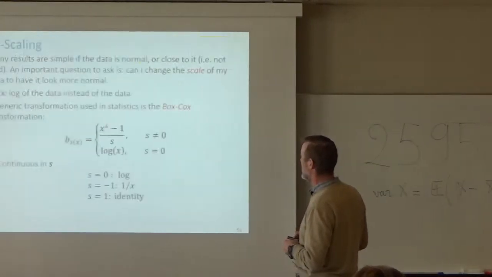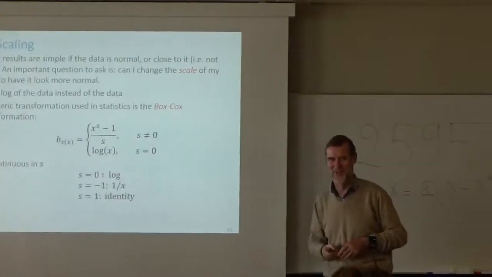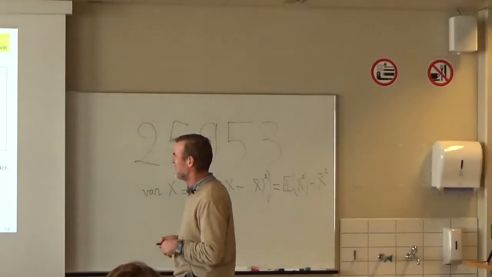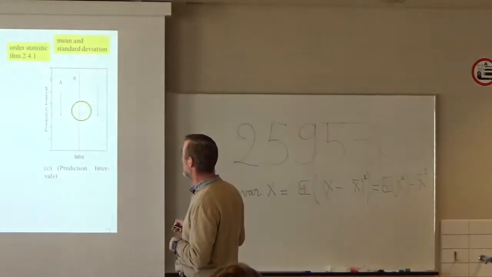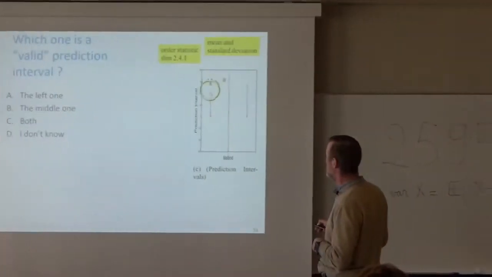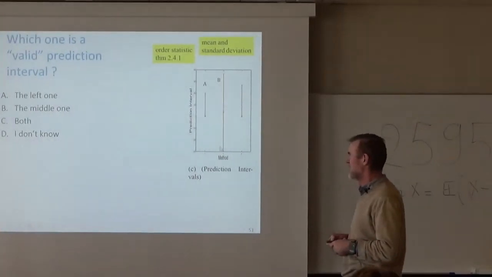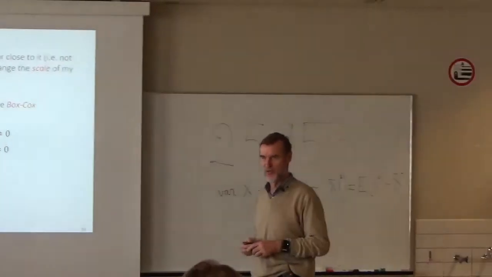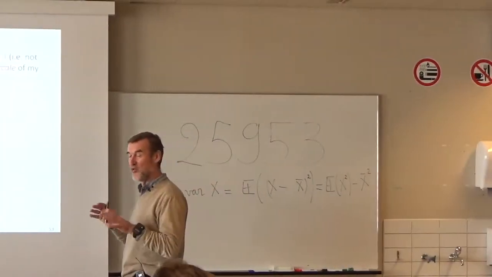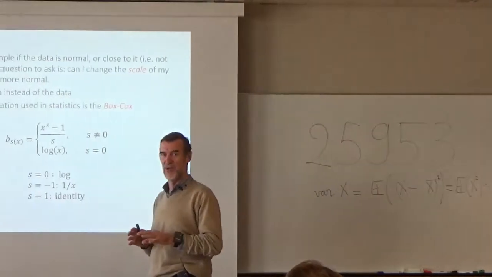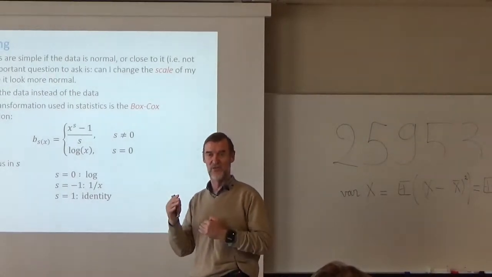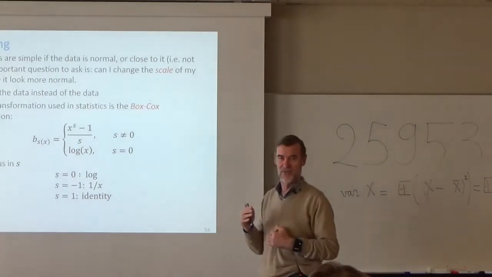I think I've already given the answer to that quiz here. So we've discussed that. Of course, this one is a valid prediction interval. It's based on the order statistic. This one is probably not valid because it assumes the Gaussian distribution. It's not relying on the central limit theorem, right? For a prediction interval, we need exactly Gaussian, right?